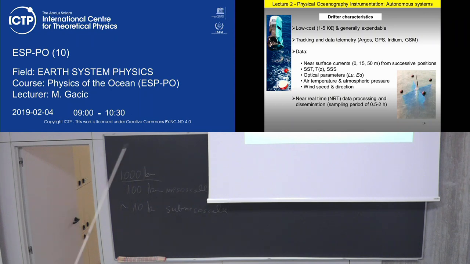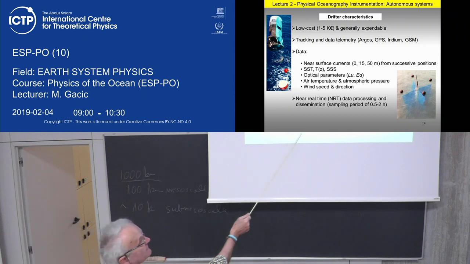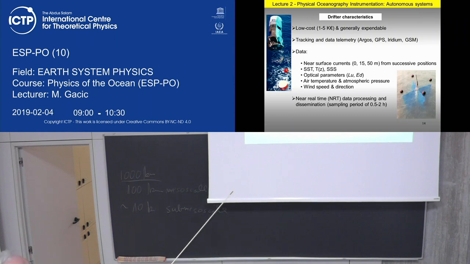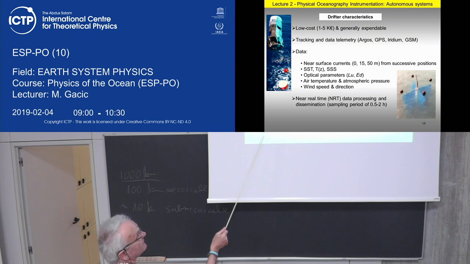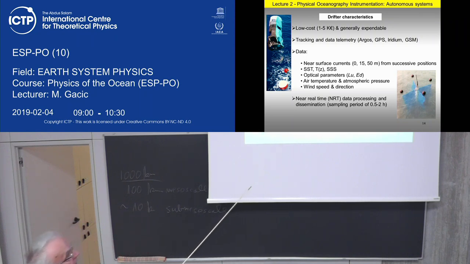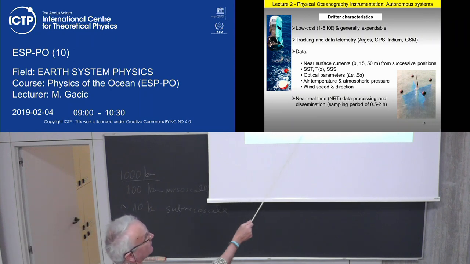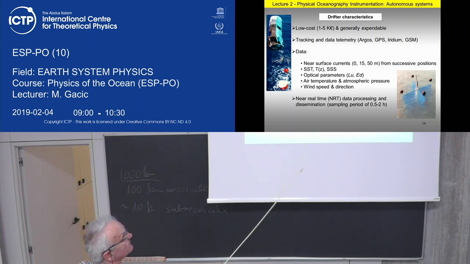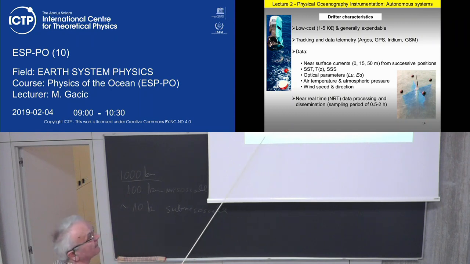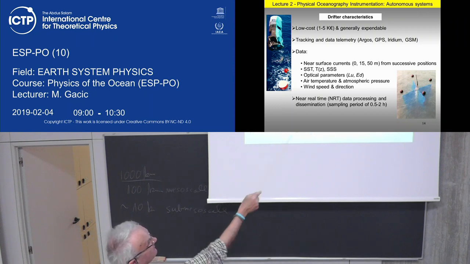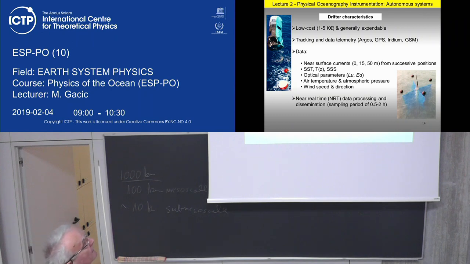And then there is the tracking and data telemetry: Argos, GPS, Iridium, or GSM. The data they collect are near-surface currents at 0, 15, 50 meters, for example, from successive positions. They measure sea surface temperature, temperature as a function of depth, sea surface salinity, then optical parameters, air temperature and atmospheric pressure, wind speed and direction. Their characteristic is near real-time data processing and dissemination. Sampling period is 0.5 to 2 hours. So every half an hour or every 2 hours they can collect the data and then send it via one of these telemetric systems to a data collection center.